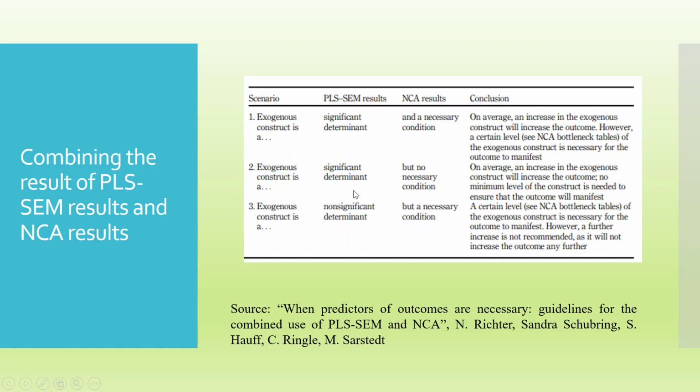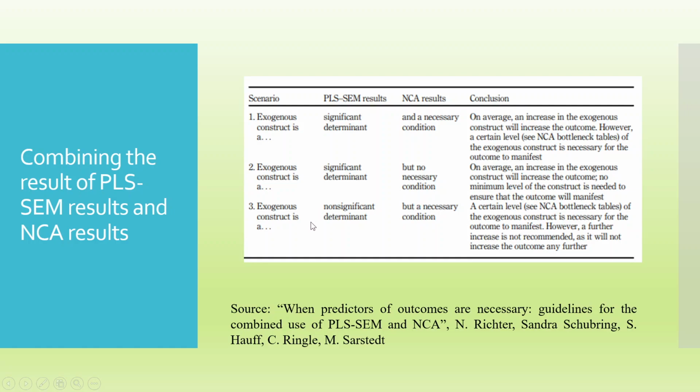The third possibility is completely reverse. PLS-SEM results are non-significant, but it is a necessary condition. So a certain level of the exogenous construct is necessary for the outcome to manifest. It is just like you want to trigger the outcome. So if this is not there, the outcome will not be triggered. However, a further increase is not recommended.